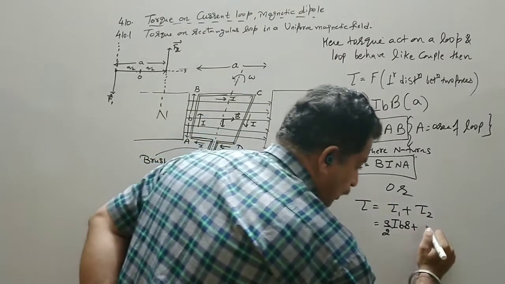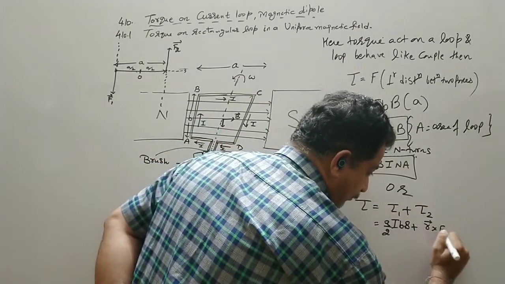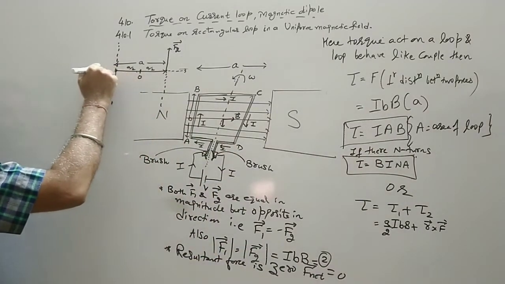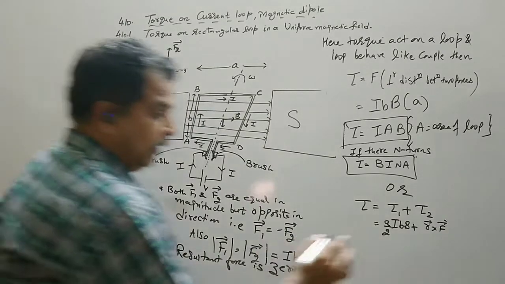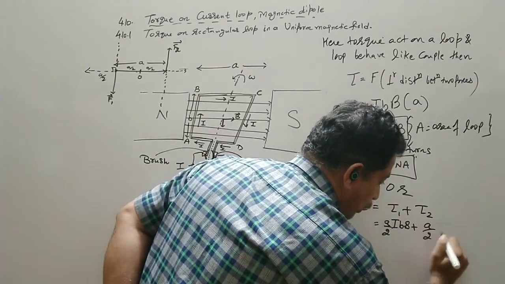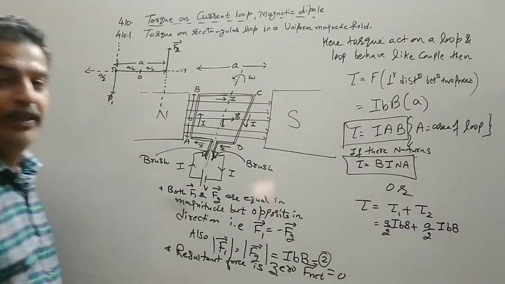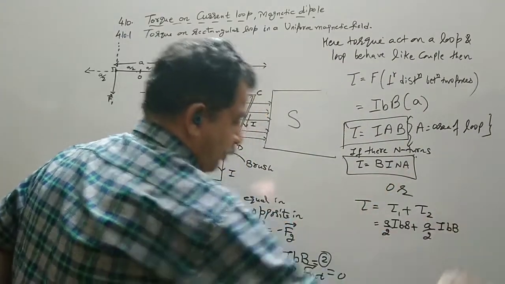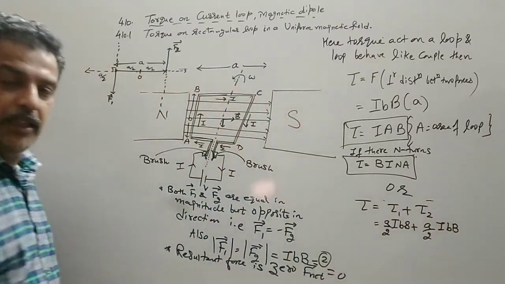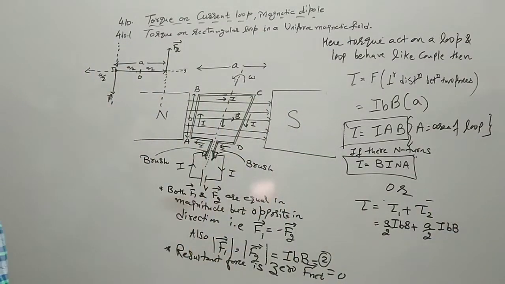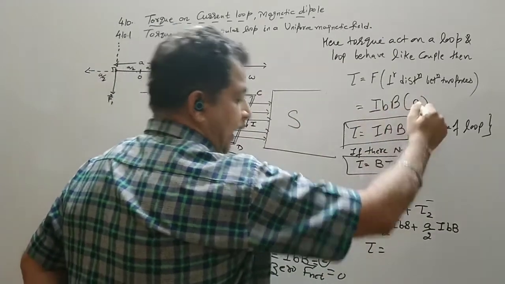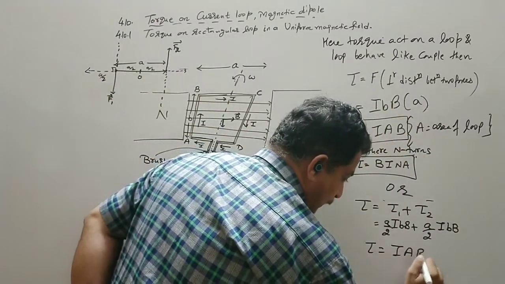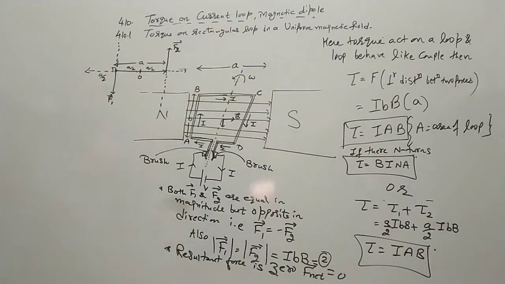Then tau2 can be written as r vector cross F vector. This is my a by 2. This becomes 90 degrees, sin 90 is 1. In place of r, I write a by 2. In place of F2, I write IBb. I am writing this in scalar form, so actually it should be a vector, but then we write the magnitude. If I add these two terms, it comes out that tau is equal to IBba, or IAB. So this is the torque acting on a rectangular loop.